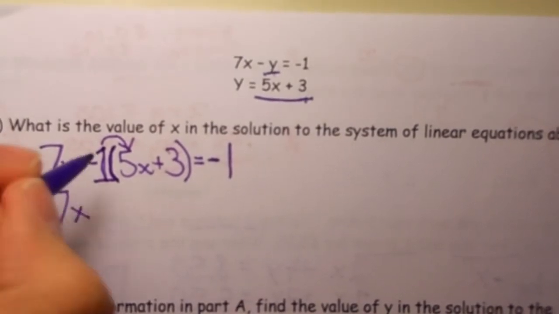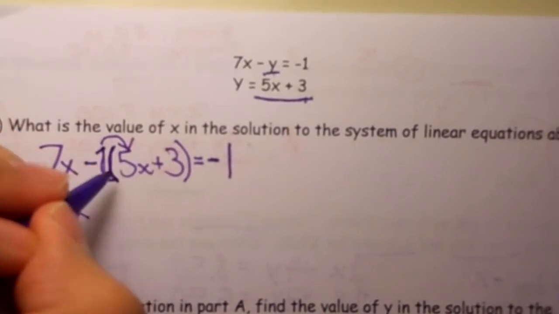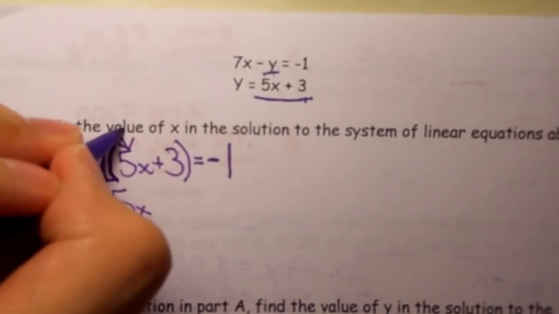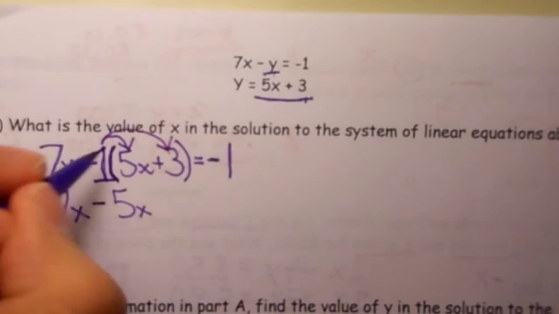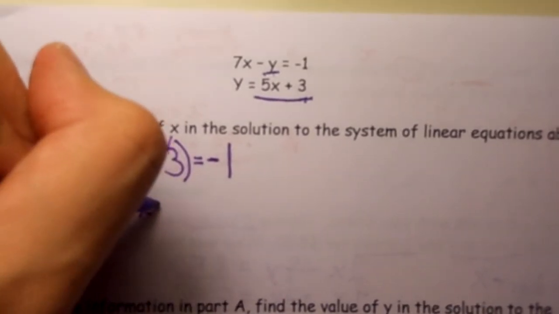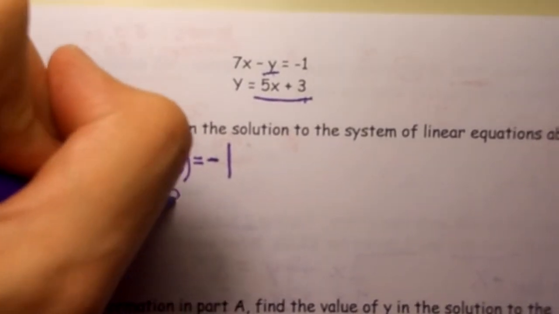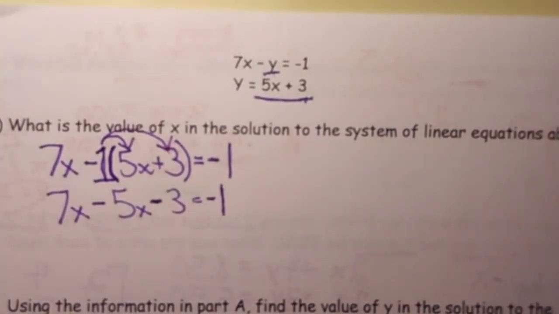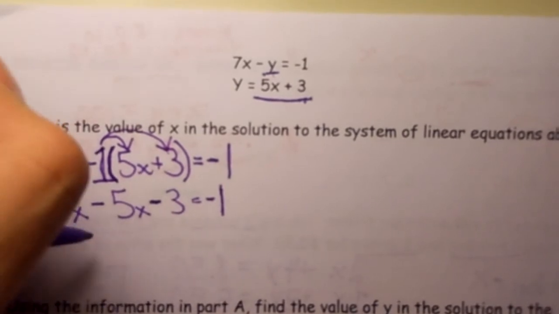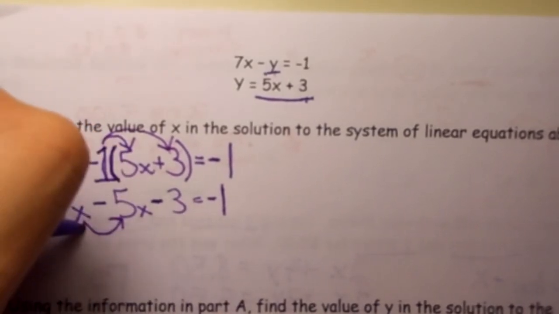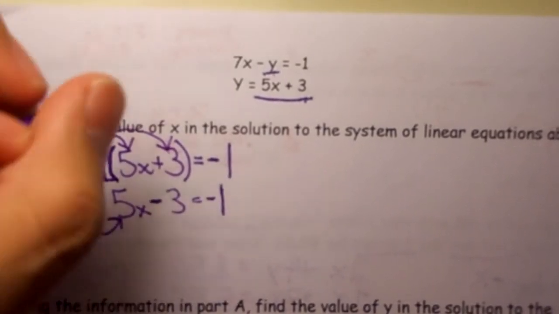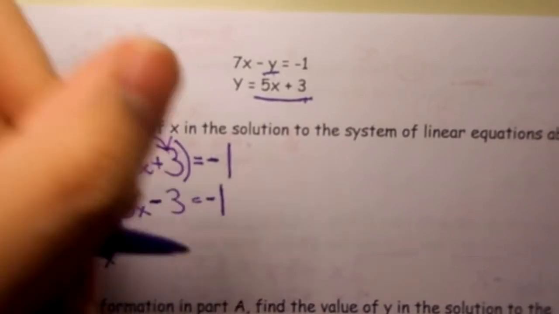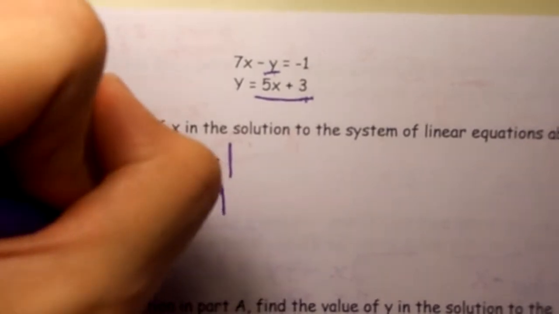So 7x, and now, minus 1 times 5x makes it negative 5x. Then distribute to the other one. Negative 1 times positive 3, negative times positive is a minus 3, equals negative 1. Next, I'm going to combine like terms, which are these two. So 7x minus 5x leaves behind 2x. Then there's nothing else to combine, so I'll leave the equation as is.